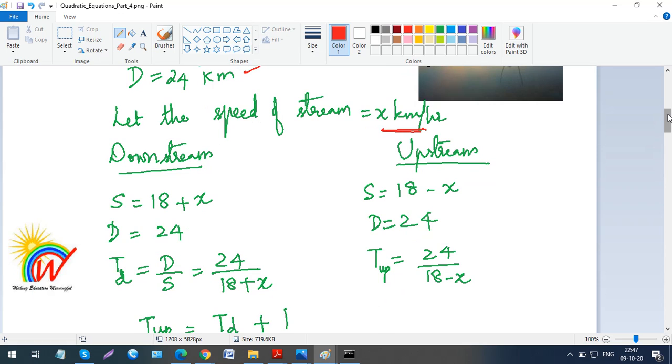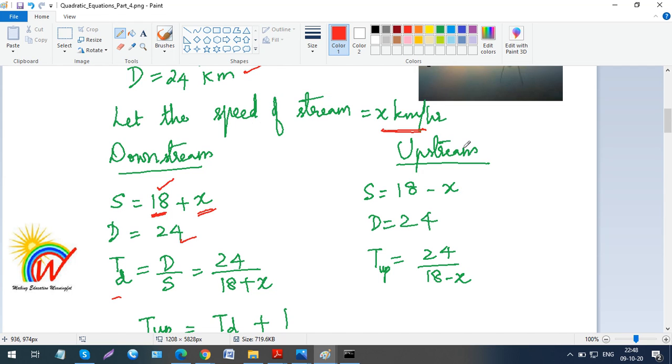Now, when I go downstream, what will be my speed? My boat speed is 18, the real boat speed in still water, and the speed of the river also gets added, right? So I will get 18 plus X. The distance will remain 24 itself. So the time to go downstream, the formula for time is distance by speed. In this case, distance is 24 and speed is 18 plus X in the denominator.